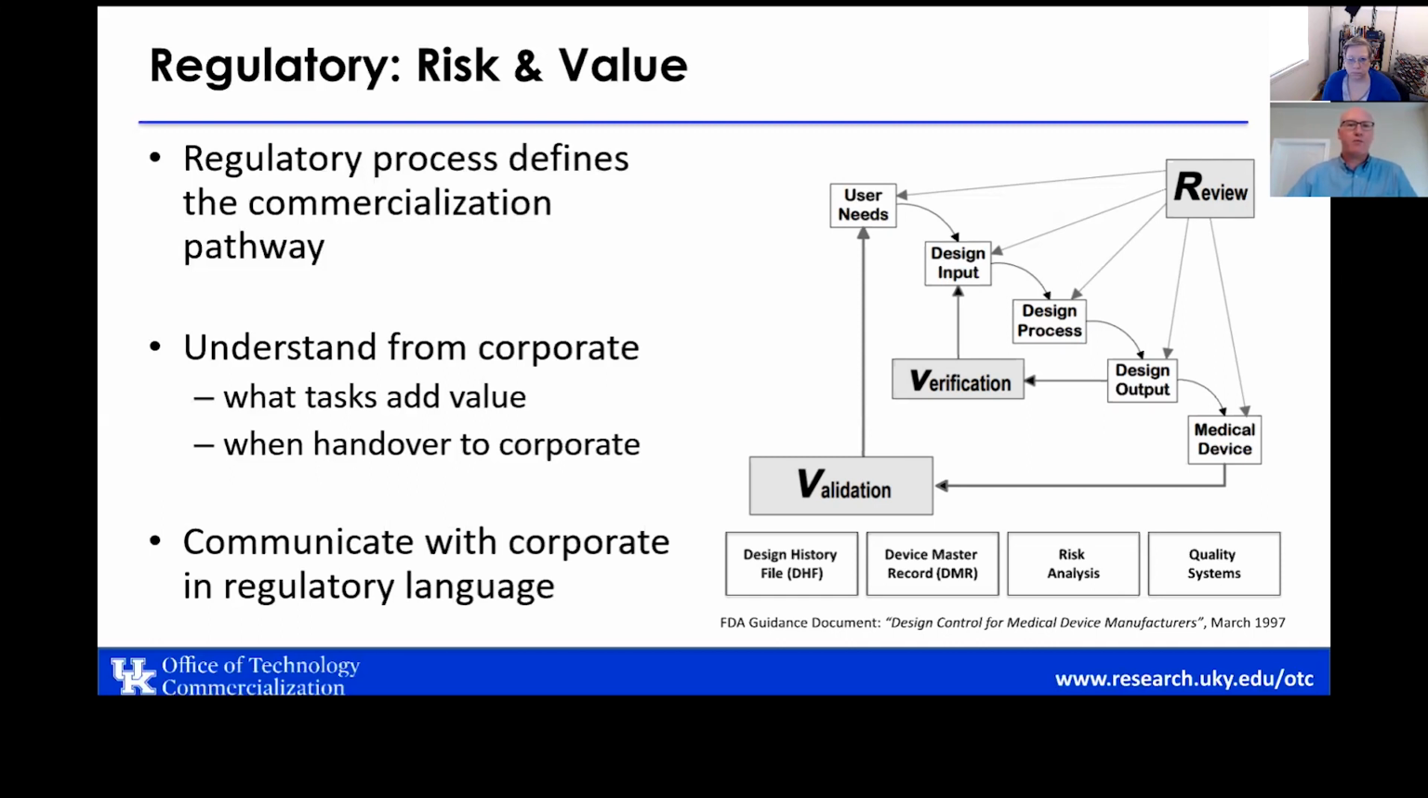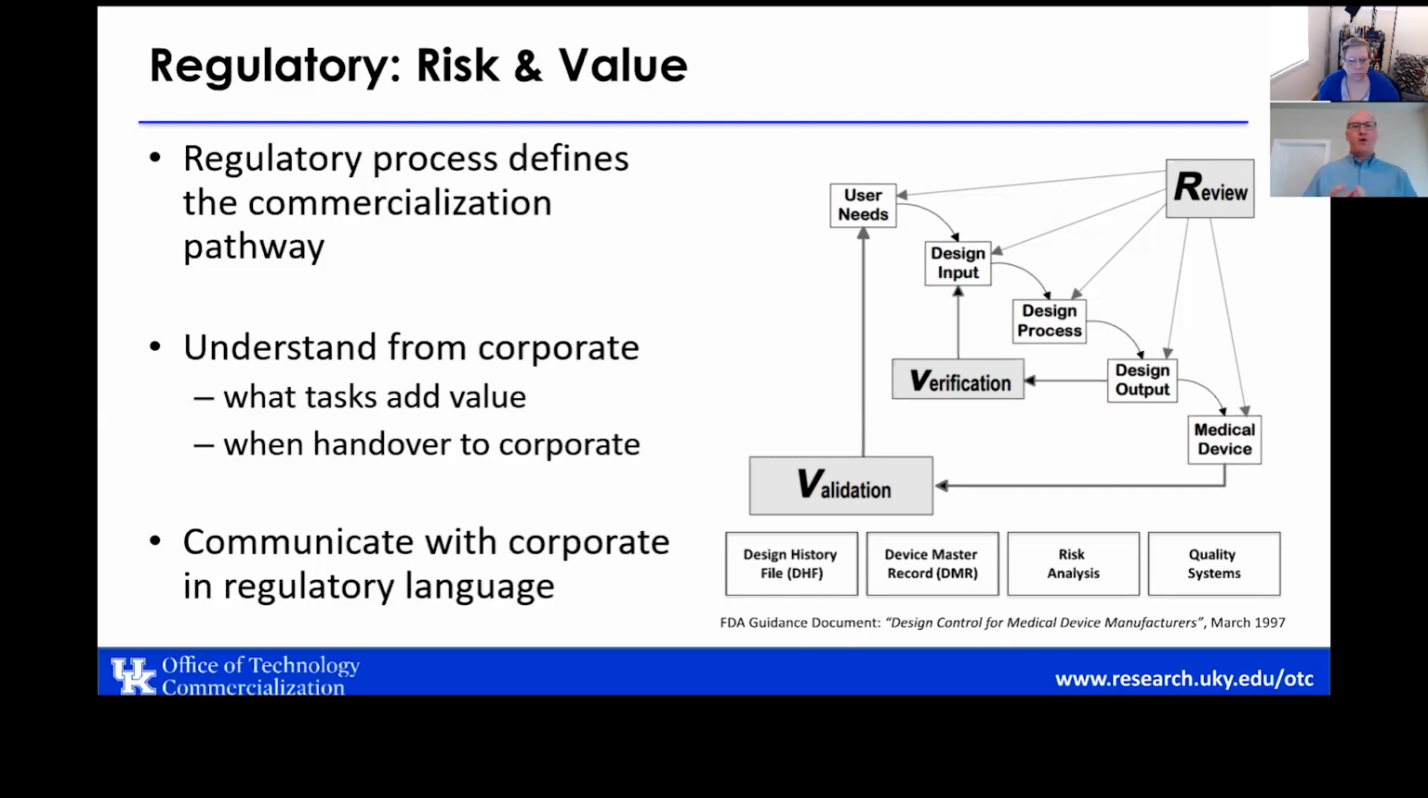Here's one example from the FDA medical device world. The FDA medical device regulatory pathway follows this waterfall engineering design, where you begin with user needs and go from user needs to design inputs to a design process, design output, and then a medical device. You've got verification, validations, and reviews. You also have along the bottom here your design history file and your device master record. Risk analysis is a big important part of that process, and quality systems are an important part of that process.